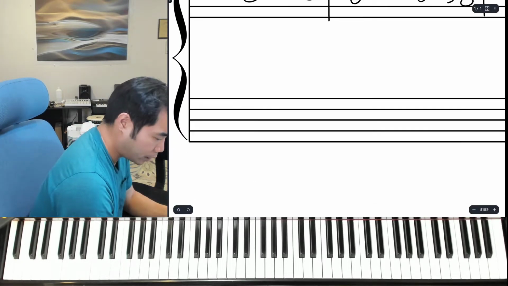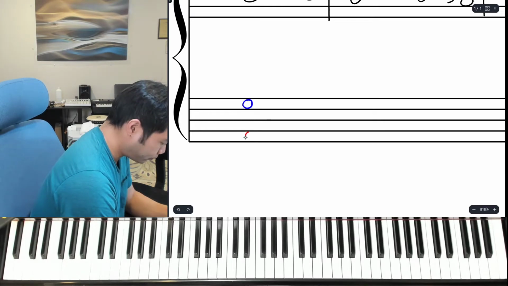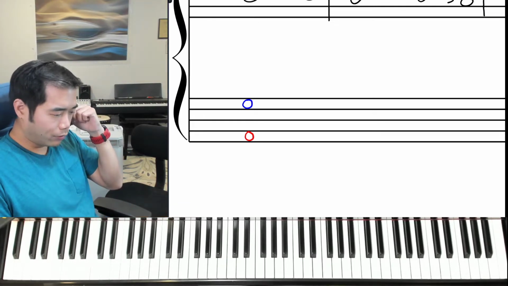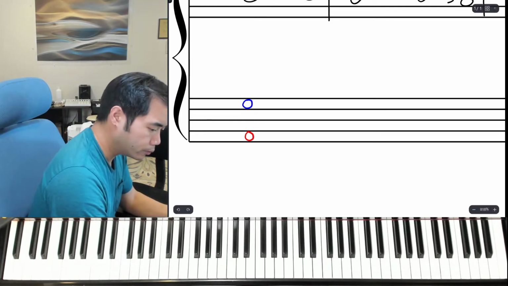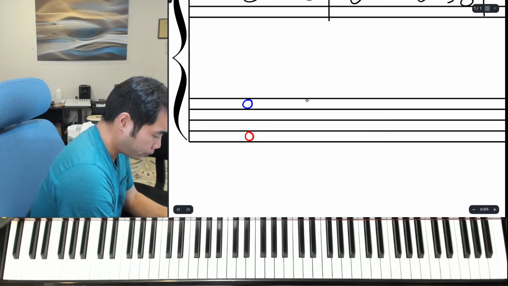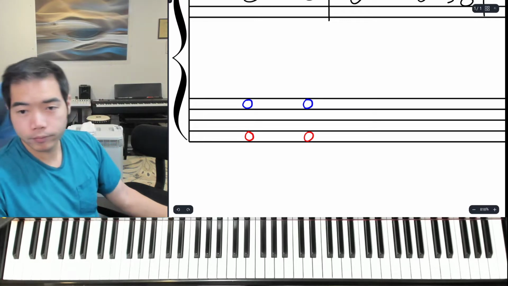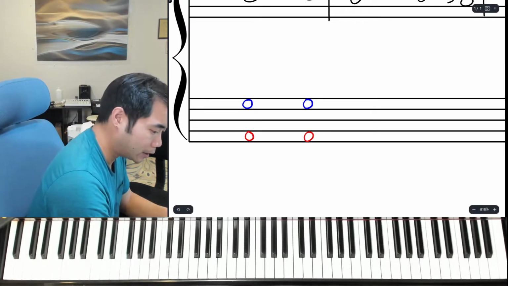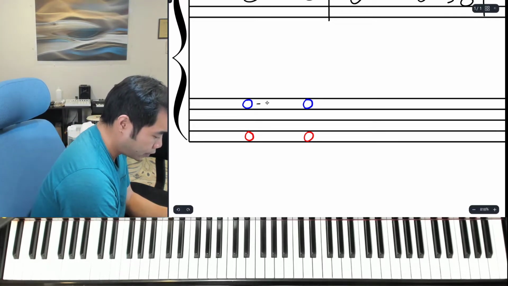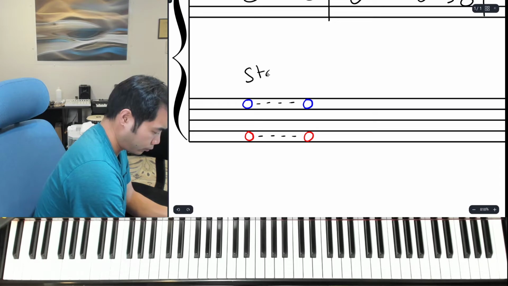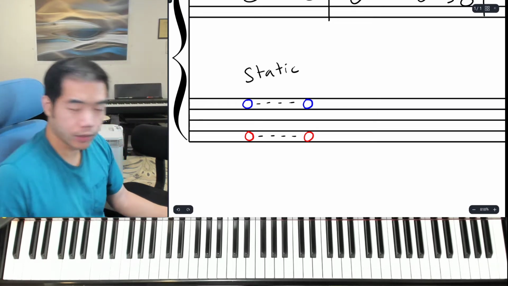I'll make the voices different colors. So let's take these two voices, the blue voice on top and the red voice on bottom. So both voices could be static. In this case, we have static motion or stationary motion between the voices. Nothing changes.